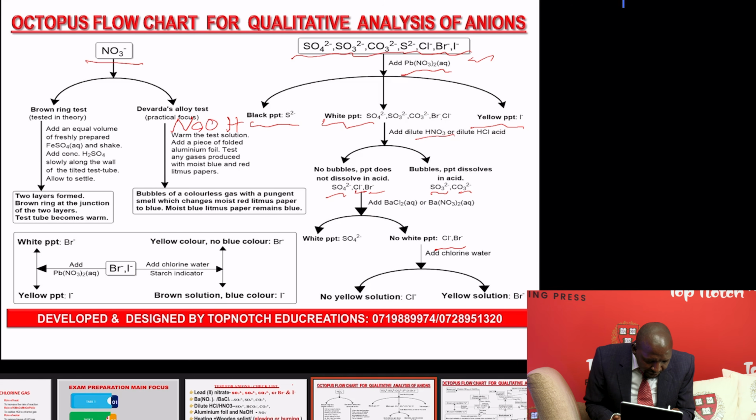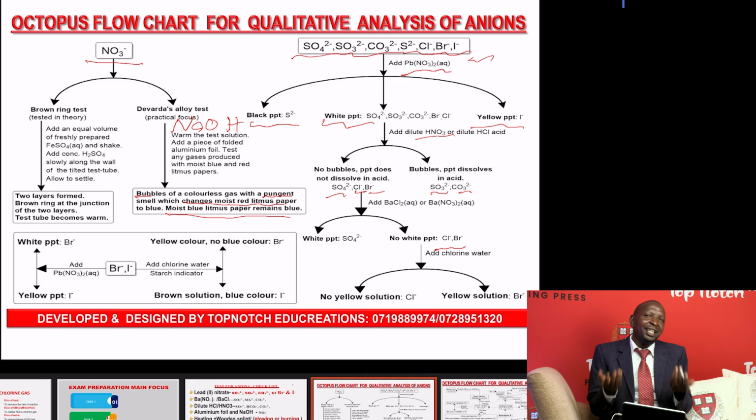So this is what is expected, and these are the marking points. Bubbles of a colorless gas with a pungent smell, identifying the smell of the gas. Then it changes moist red litmus paper blue, that's another marking point, and blue litmus paper remains blue. Normally, this question is usually given 2 marks. So the marking points are as follows.